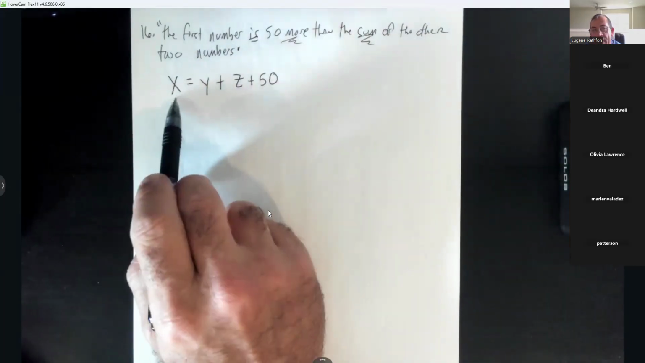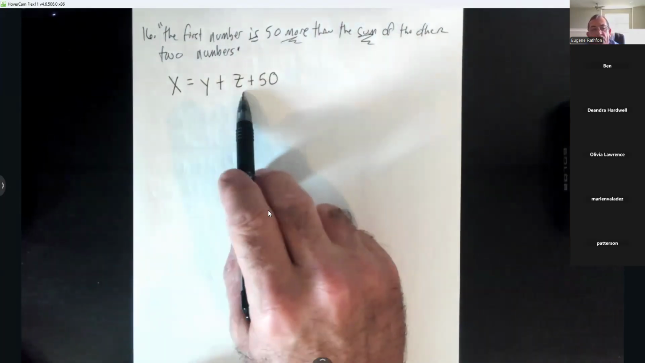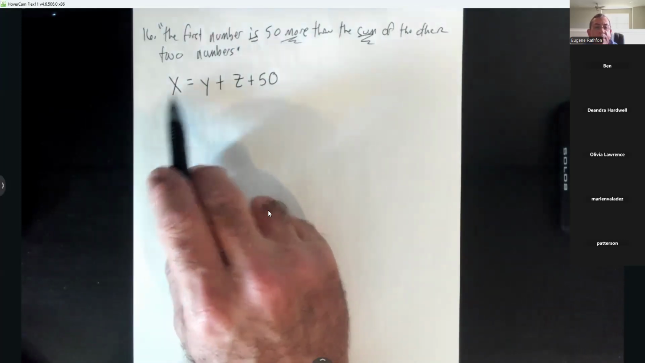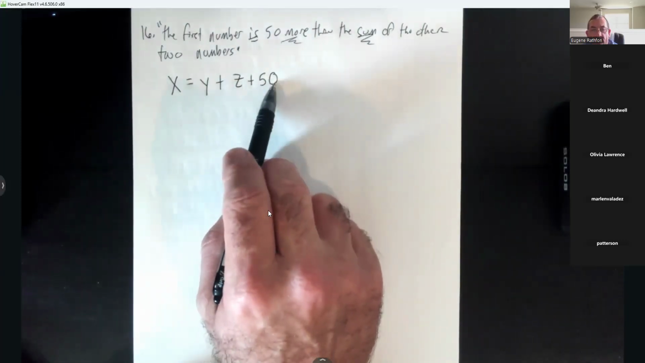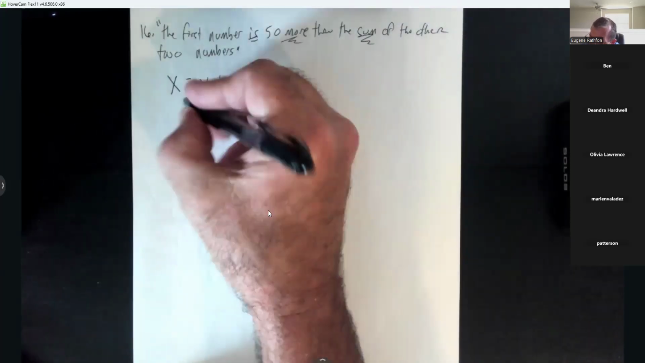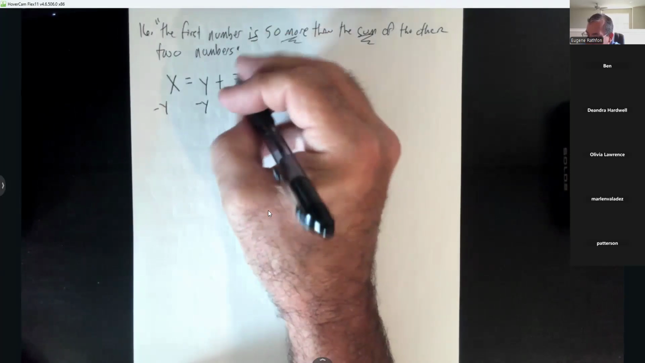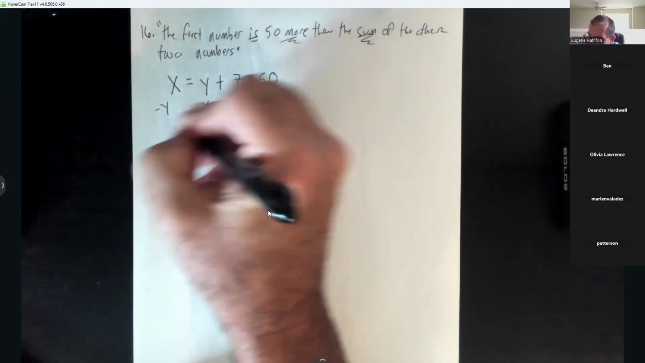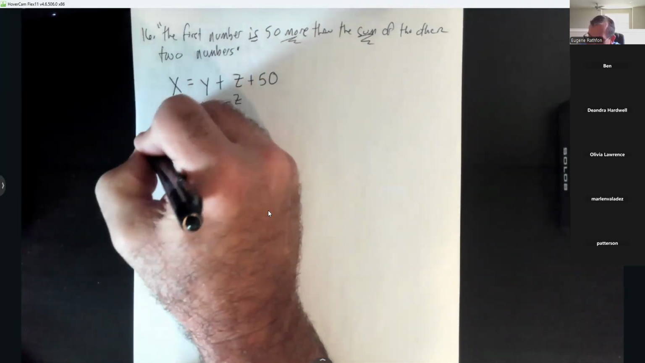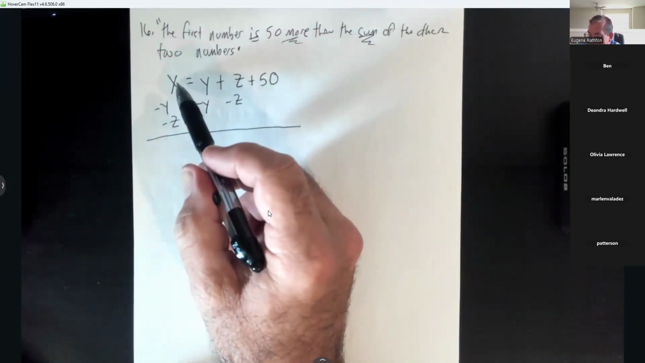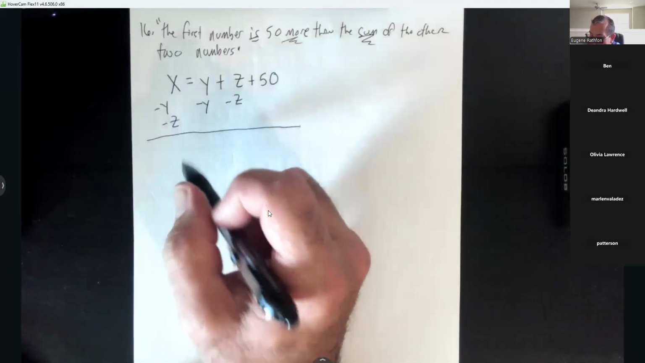So this is what the sentence translated into, but the trick is to get all the variables on the left side equal to the number. So what you had to do in here was come in and subtract a y from both sides and subtract a z from both sides. So this side, you basically got an x minus y minus z.